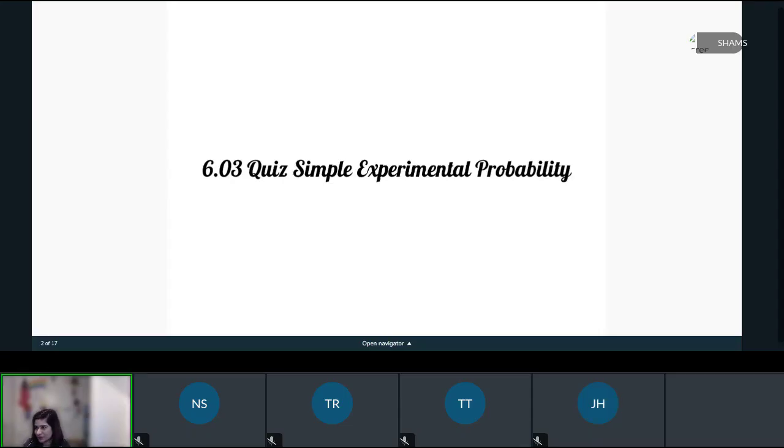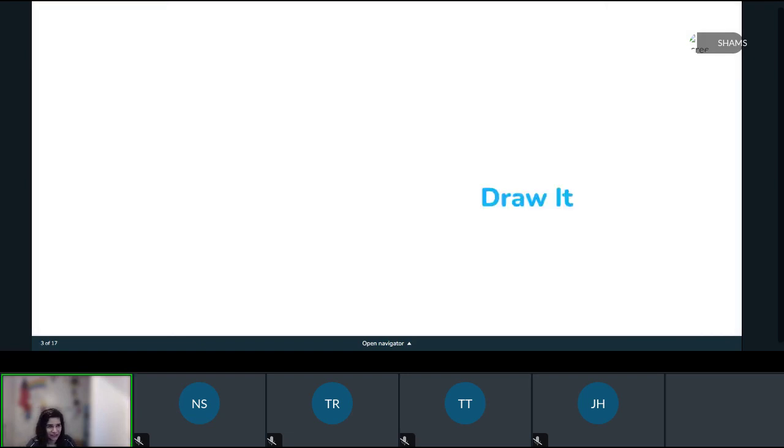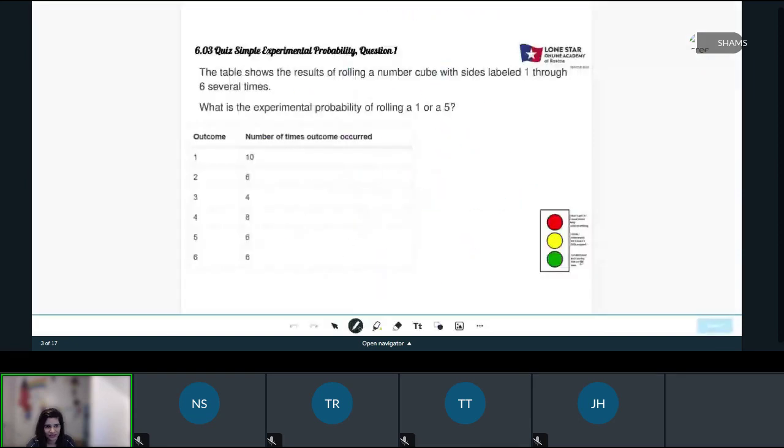Quiz, simple experimental probability. Officially, the quiz is due tomorrow, but we are always ahead and we complete things before time. So those who complete tomorrow will have a little tutorial video to watch if they need help.